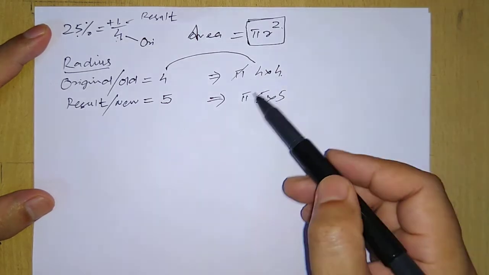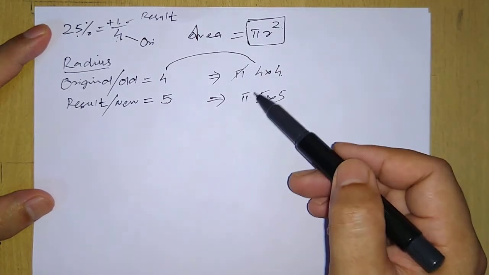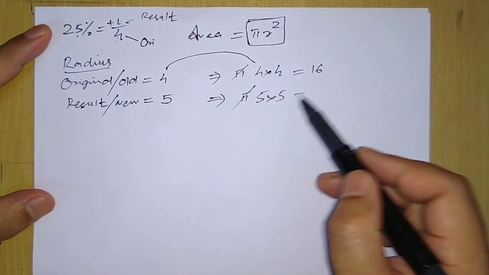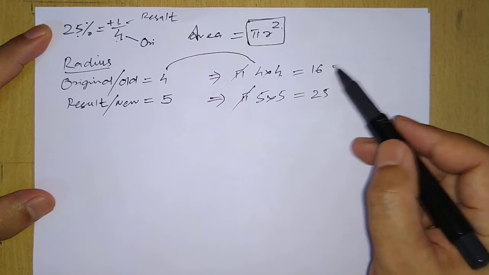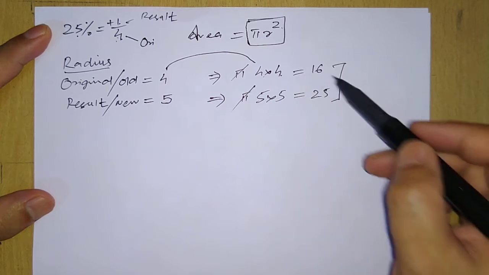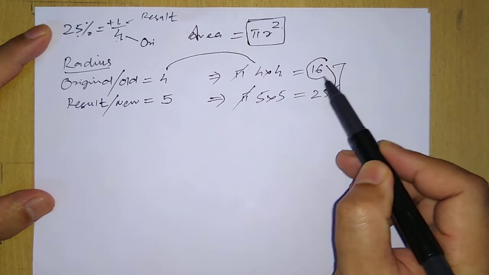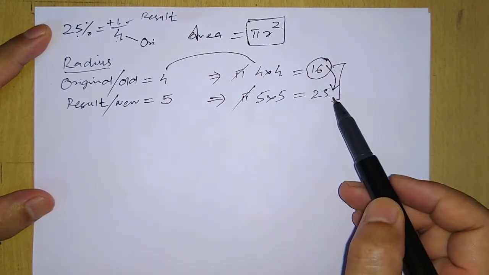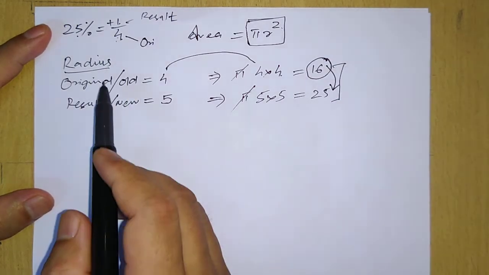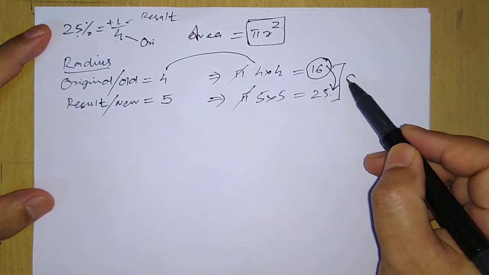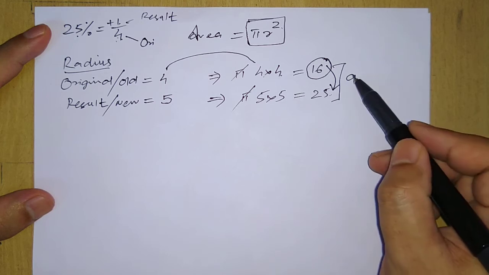We can neglect the pi in such types of questions. So 4 into 4 is equal to 16, and 5 into 5 is equal to 25. The old area is 16, and the new area after the radius has been increased is 25. So the difference is 9.